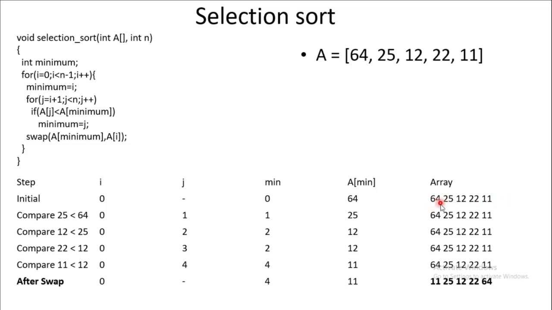So now the first element is considered as the minimum one. At the beginning of every pass, we assume that the first element of the unsorted portion is the smallest one. So that is why the value of i is assigned to the minimum variable.